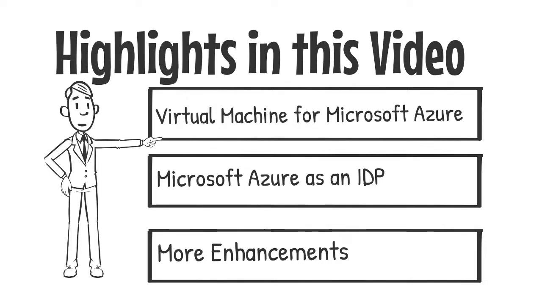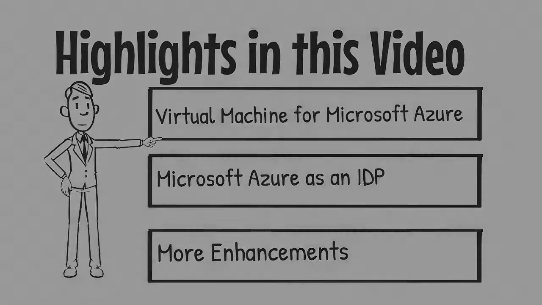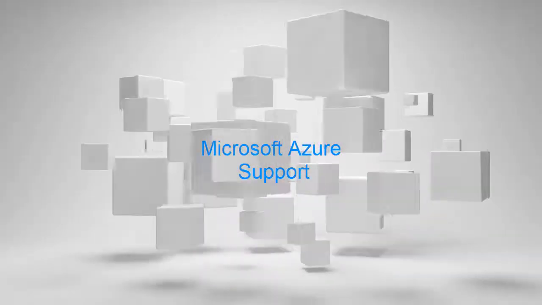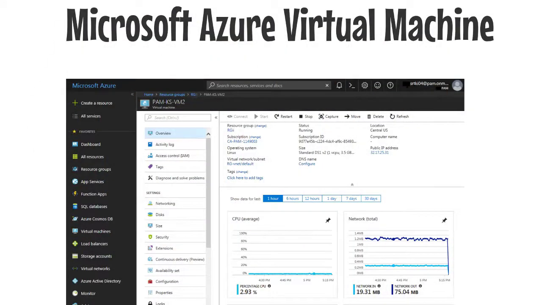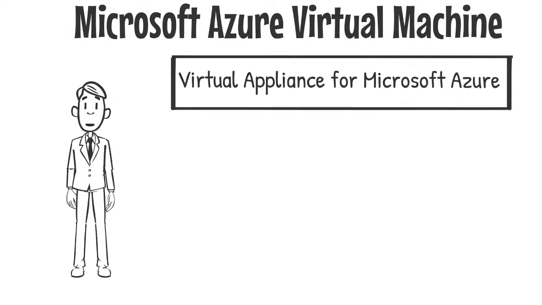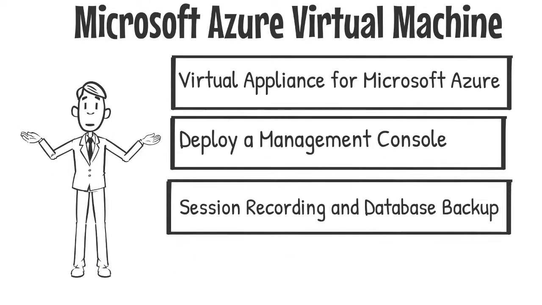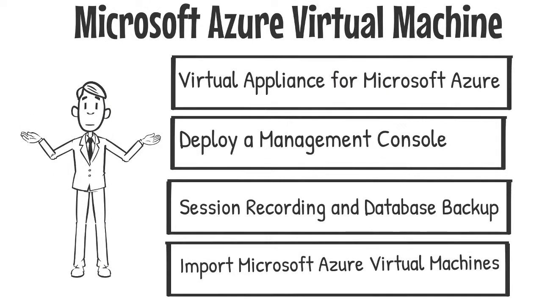Let's start with support for Microsoft Azure. CA Privileged Access Manager is now available in a VHD image. At this release, you can deploy a virtual appliance in Microsoft Azure, deploy a management console on Microsoft Azure, use Microsoft Azure CIFS storage for session recording and database backup, and import Microsoft Azure virtual machines.